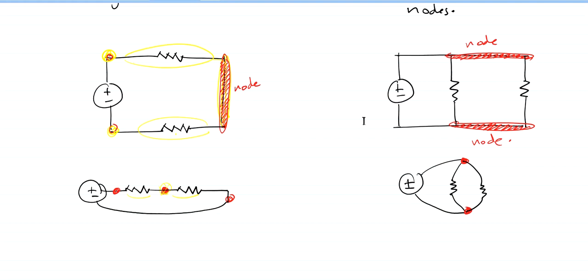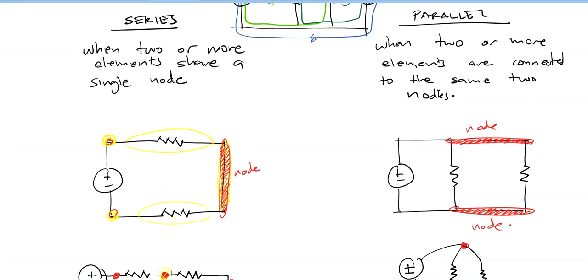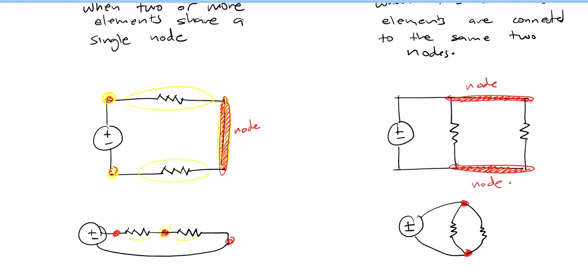Now for parallel connections, 2 or more elements are connected to the same 2 nodes. So the 2 nodes are common, they're connected together. For example, this resistor and this resistor are connected with this node and these nodes. So end to end, they have the nodes connected together. If we redraw it, something like this, this node is also in parallel with this voltage source.